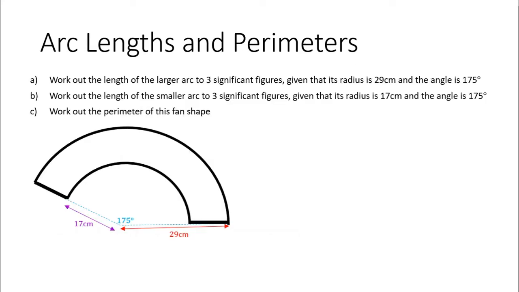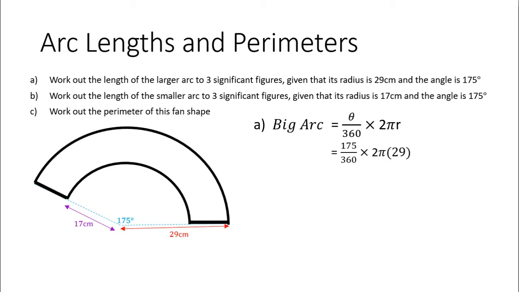Next, we're going to have a look at this fan shape, and we're going to work out the length of the larger arc. The larger arc has a radius of 29 centimeters, but the angle at the center is the same for both of these arcs, 175 degrees. So the big arc is some fraction of 2 pi r. That fraction is 175 over 360 times 2 times pi times the radius, which is 29.